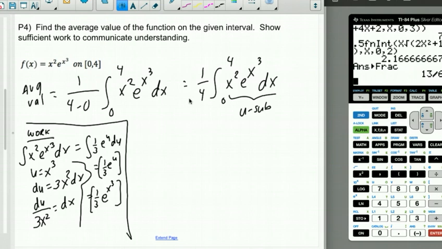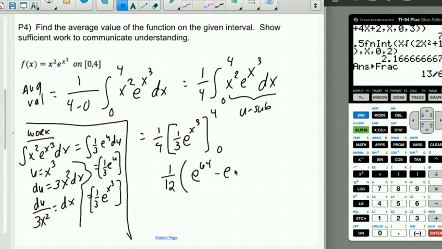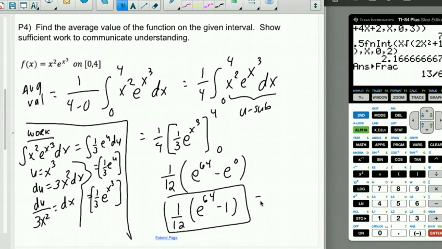Now, some of you might have been able to just see that, and that's great. And if you can, rock on, congratulations. Nobody thinks it's cheating if you can do that in your head, but if you can't do that in your head, that's also totally okay. So I'm evaluating this from 0 to 4. I'm going to yank the 1/3 out and make this a 1/12. I think that makes my life a little easier. And then this is going to be an e to the 64 minus e to the 0, right? So my answer is, honestly, it's probably just a 1/12 e to the 64 minus 1, or you could put the whole thing over 12. It's up to you. It doesn't matter. Like, you could do e to the 64 minus 1 all over 12.